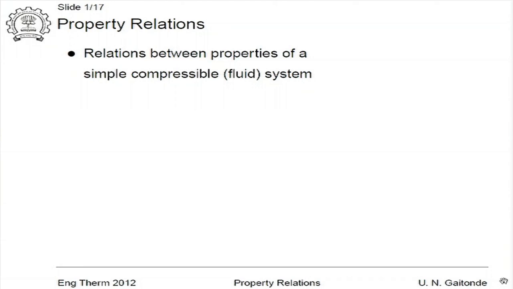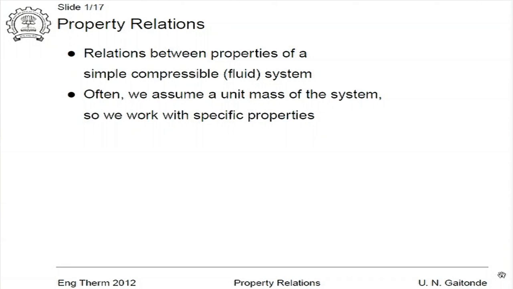The third thing the second law allows us to do is to derive property relations. And the first property relation for a simple compressible system or a fluid system at rest, we have already seen: TdS equals dU plus PdV. And that is what we are going to do. In property relations, we are going to consider relations between properties of a simple compressible or fluid system at rest. And we will be assuming a unit mass of the system.